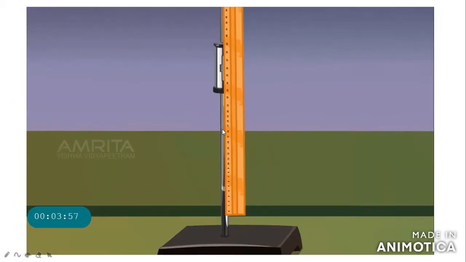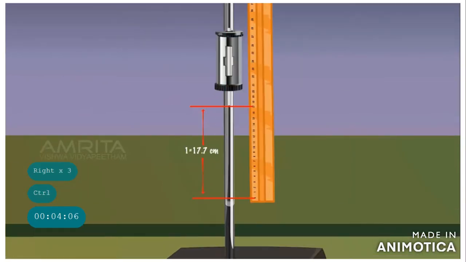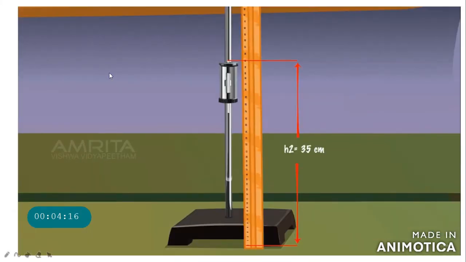Then we will connect this quill tube in the vertical position having open end upward. Then we will calculate the length of the air column, which is here given 17.7 centimeter and is further decreased from the previous one. Then we will measure H1, which is the height of the mercury column from the bottom of the stand, and then H2, which is the height of the top of the mercury column from the bottom of the stand.